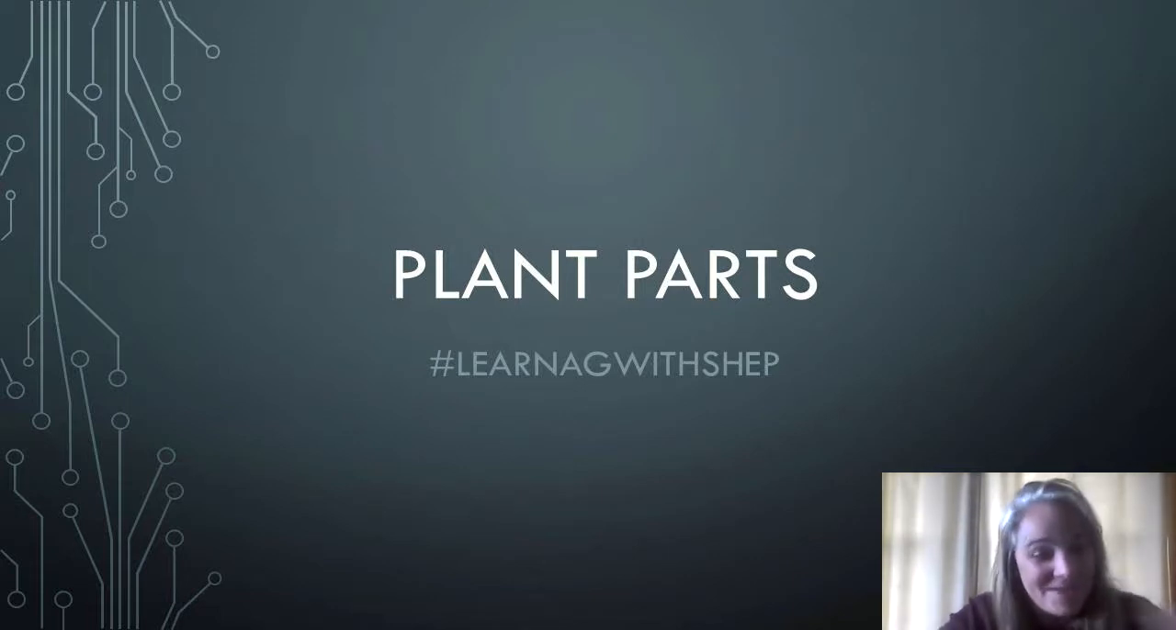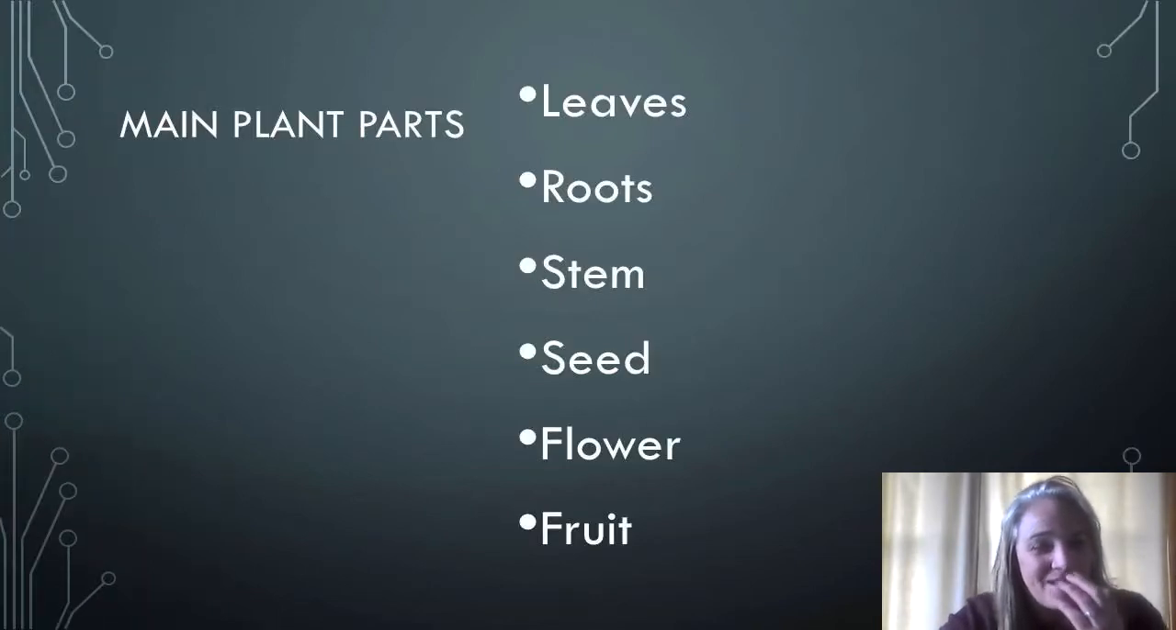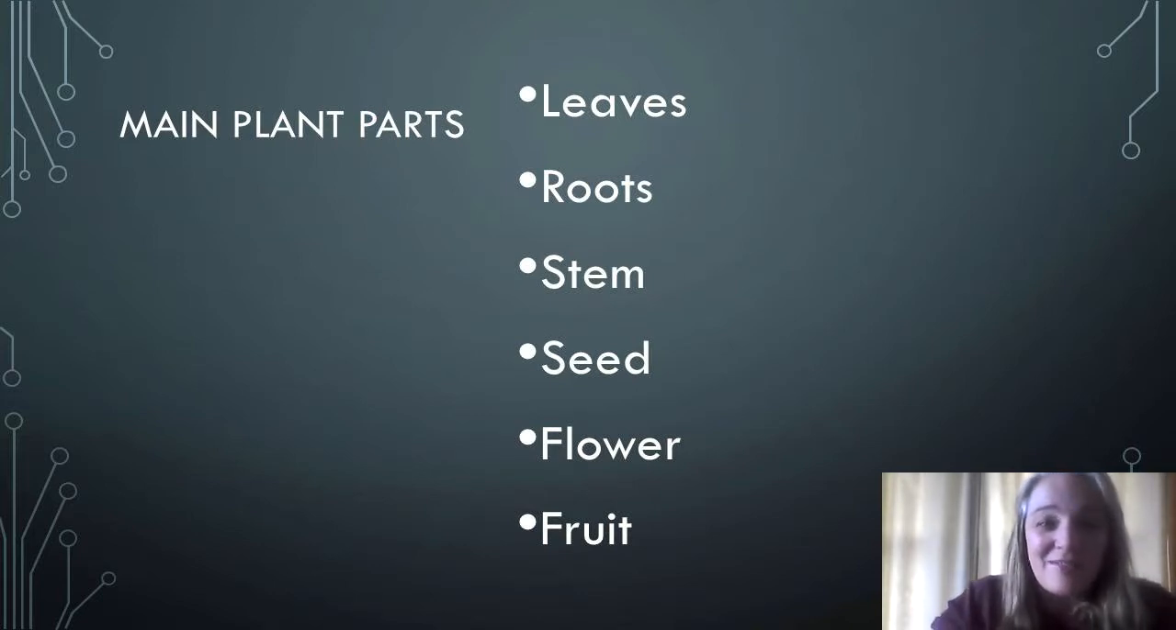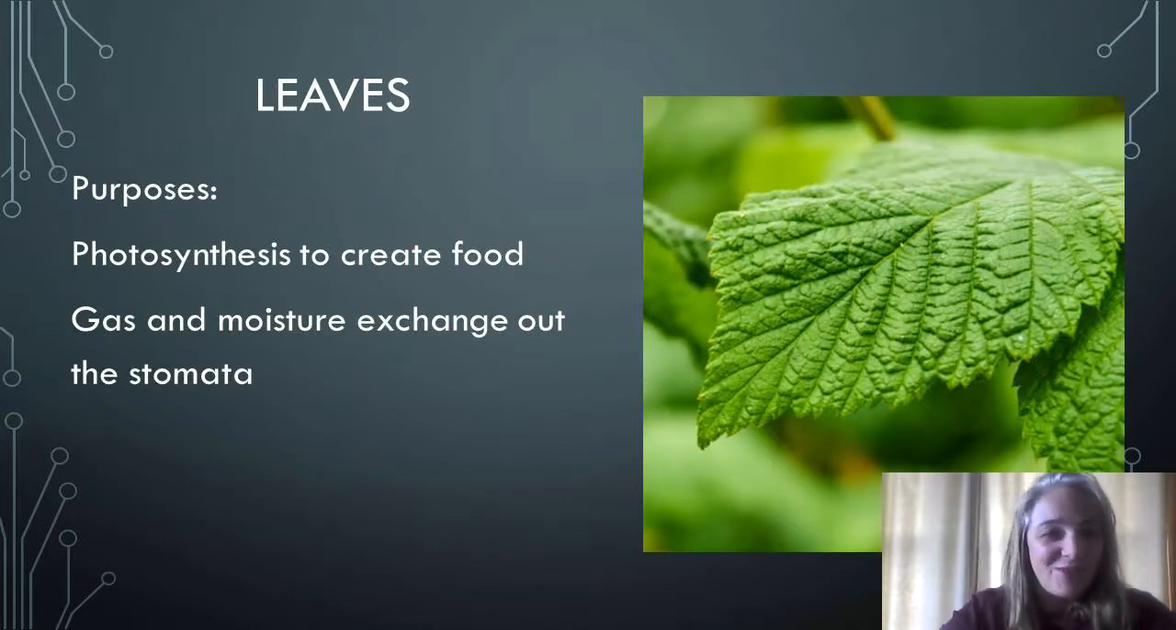Today we're going to study plant parts. Each plant has 6 main parts: the leaves, the roots, the stem, the seed, the flower, and the fruit. We're going to talk about each one of these individually, how they play a role in your food, and all of the cool things they do within biology. Let's start with the leaves.